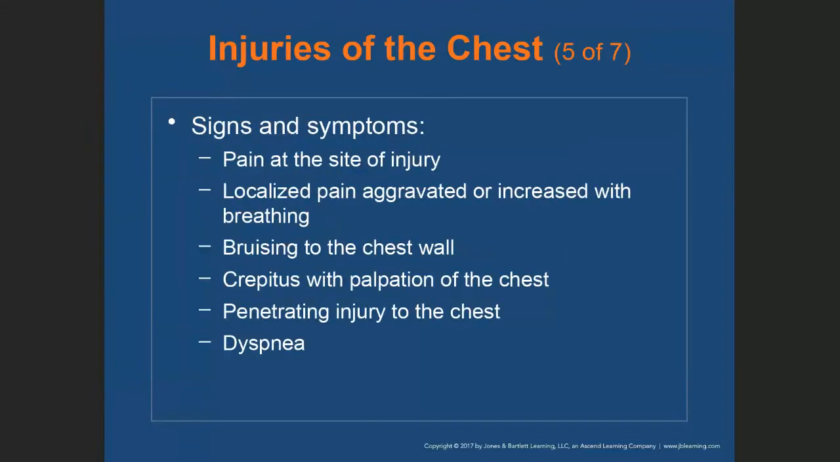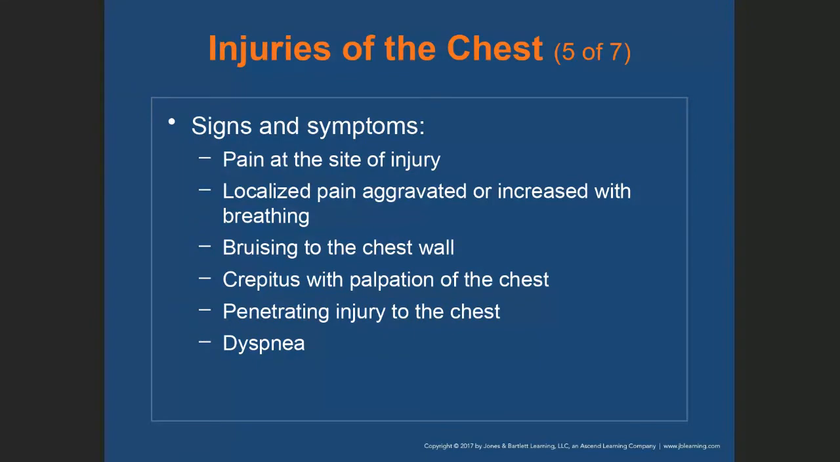Signs and symptoms that you need to look out for. The patient is going to have pain at the site of injury, which can be aggravated by bleeding. Usually patients with chest injuries who are responsive and breathing tend to breathe shallow. That reduces the pain and discomfort.